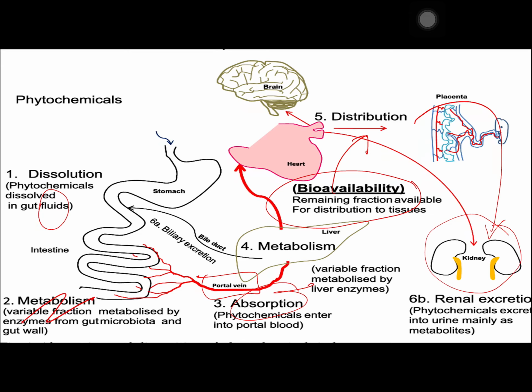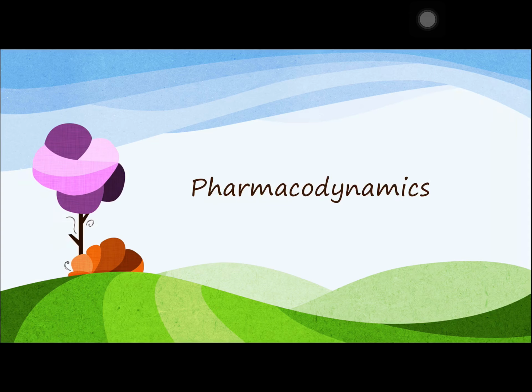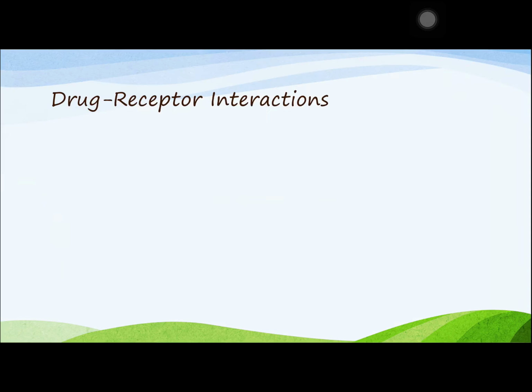To help you remember, pharmacokinetics is ADME: A for absorption, D for distribution, M for metabolism, and E for elimination. Pharmacodynamics will be a lot shorter to discuss. We'll only tackle what I think are the most relevant to our succeeding topics.